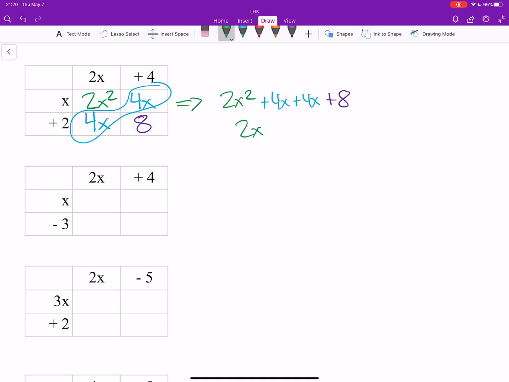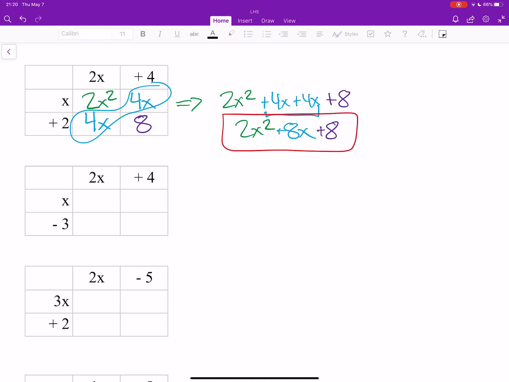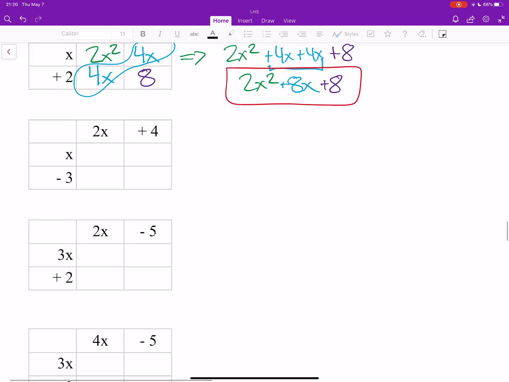Again, let's bring down the 2x squared. Nothing to combine it with. But these, a 4x and a 4x, if I have 4 of something plus 4 of something, I get 8 of that something. And then bring down my plus 8. Nothing else to combine it with, no other numbers. And boom, square them off. That's our final answer. Let's take a look at when we get some negatives involved.